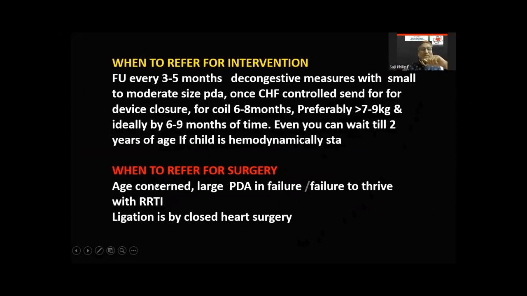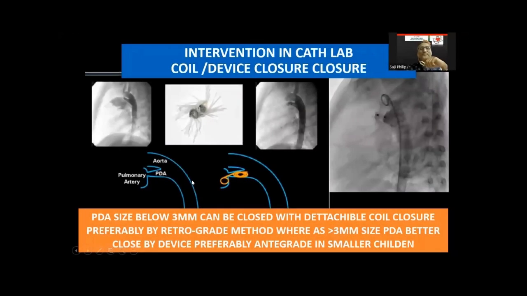When to refer for surgery? Age concerned, large PDA with failure to thrive and recurrent respiratory infection. Ligation is by closed heart surgery. This is the intervention in the cath lab.